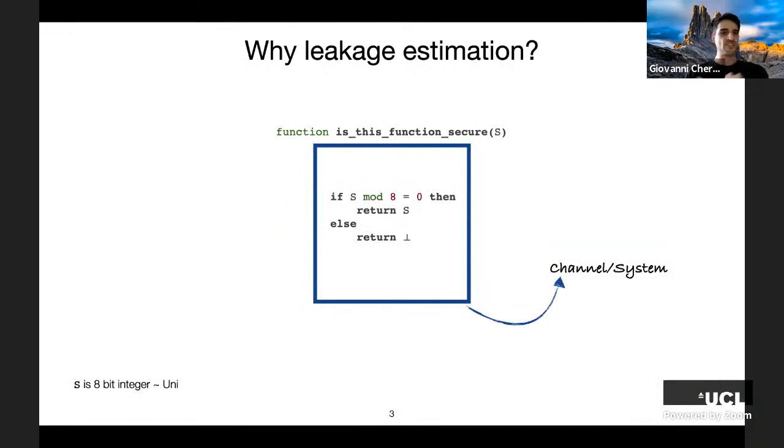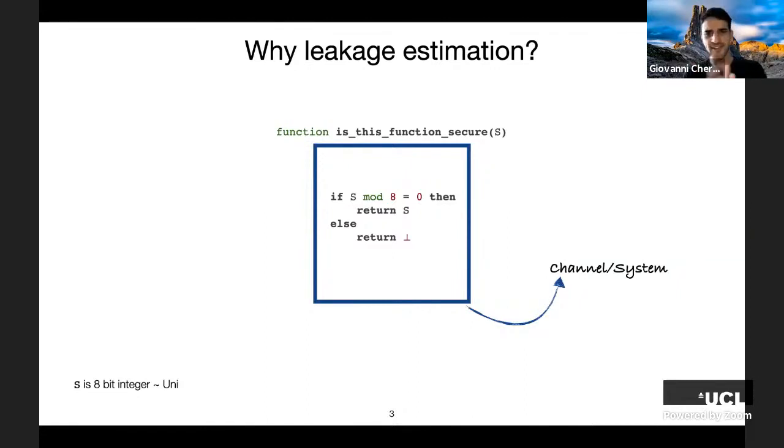So how can we do leakage estimation, and what does it mean to do it? I'm going to start with a very simple example. The idea is that we model our system as a sort of black box, as a sort of a channel, which we have to define the secret pieces of information that we're interested in protecting. And we have to define what are the quantities that can be observed by an attacker.